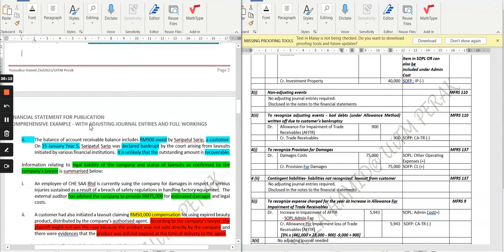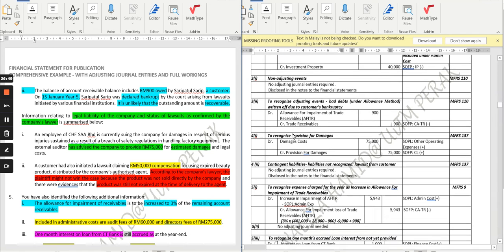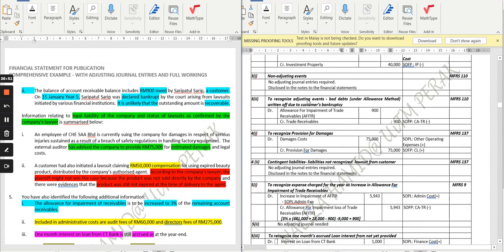Next one is number 3.2. The balance of accounts receivable includes 900 owed by Saripatul Sarip, a customer of the company. On 15 January, Saripatul Sarip was declared bankrupt. So when the customer was declared bankrupt, you need to write off the customer as bad debts. After several lawsuits by the company, and initiated by various financial institutions, it is unlikely that the outstanding amount is recoverable. So you will not be able to get this 900. So you need to write off, and this is an adjusting event.